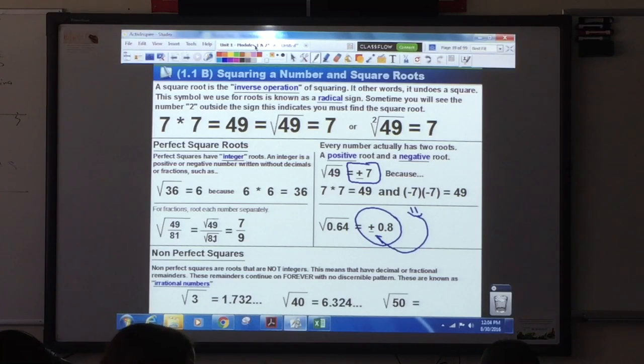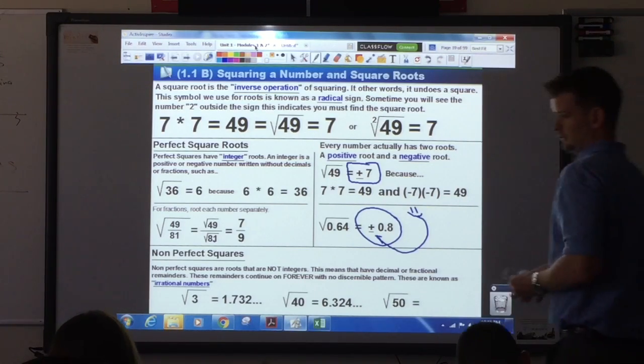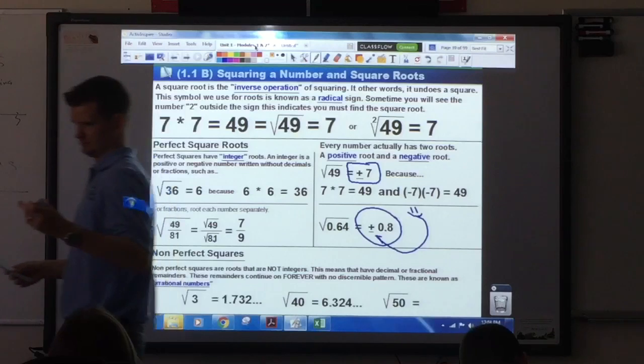Let me show you this one. Okay, so what you would do is hit the number and then that little x squared button. Hit this one. Okay, you need this one.